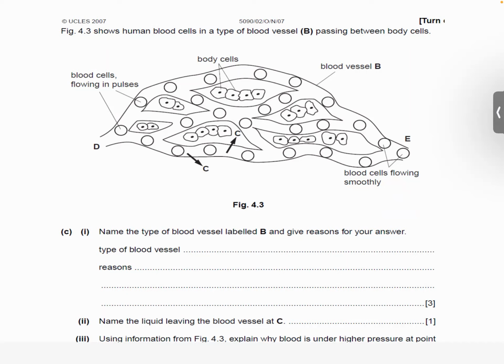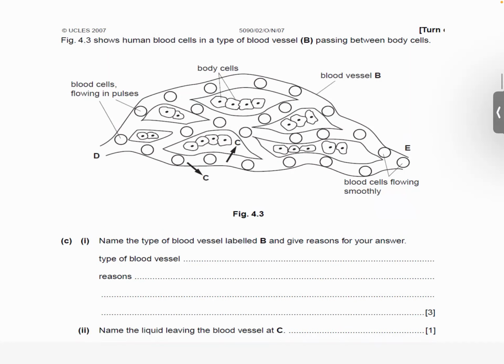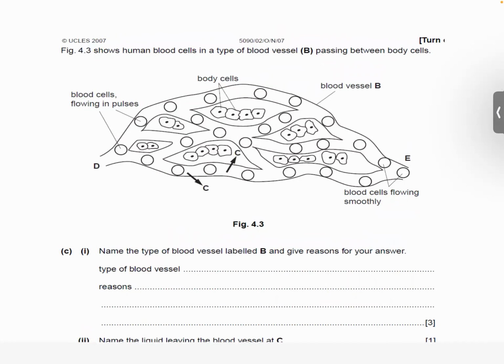How do you get proof from the diagram? Look at the arrows. No, it's not from the arrows; it comes from another thing. At E it's written blood cells flowing smoothly and at D it says blood cells flowing in pulses. Pulses means pressure, like thump thump thump. That's the clue.